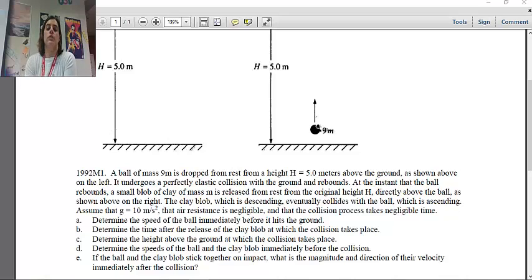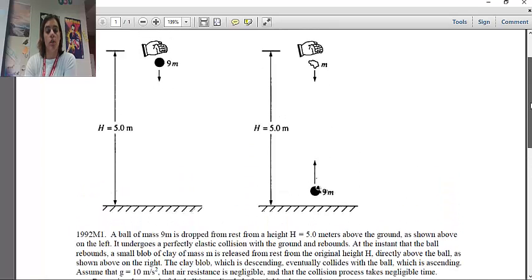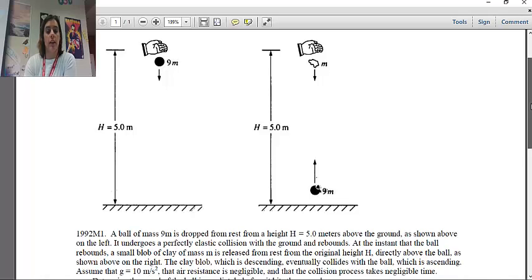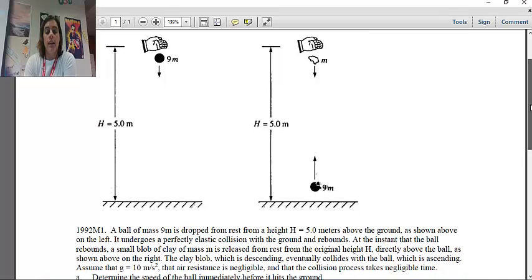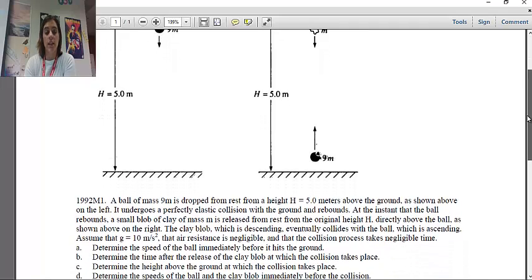Okay, we're back for our Unit 3 free response rubric. So here we've got a ball that's being dropped from a height of 5 meters, and then it undergoes a perfectly elastic collision with the ground and rebounds. The instant the ball rebounds, a small blob of clay is released from also 5 meters directly above the ball. The clay blob is descending, collides with the ball, which is ascending.